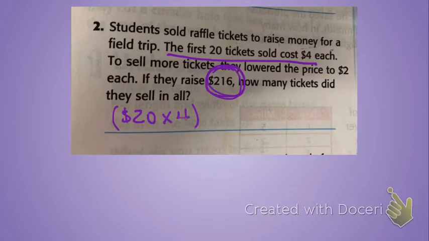So, how much was that? Oops. How much was that? That was a total of $80. And they raised $216. So if they raised $216 and they initially sold $80 worth of tickets here, right? So, how many tickets did they sell? Well, they sold 20 tickets here, and we ended with $216. So how are we going to figure this out?